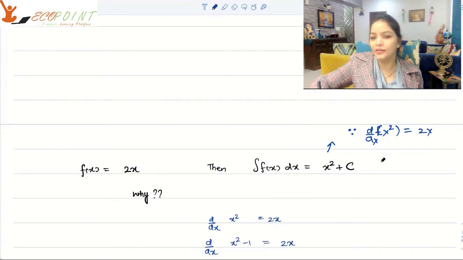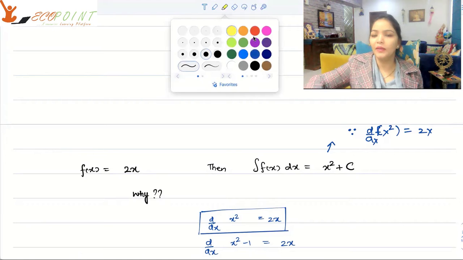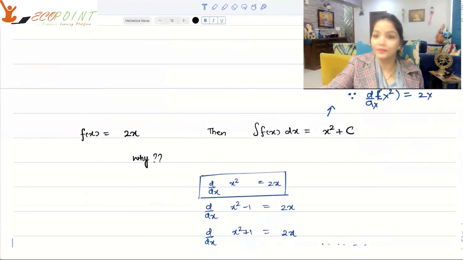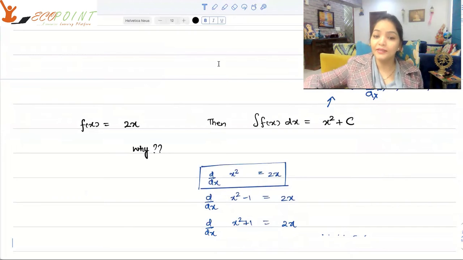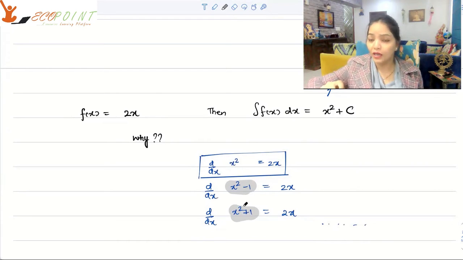But just try to realize one thing. d by dx of x square is 2x. Had it been x square minus 1, will the derivative be something else? The derivative will still be 2x. Had it been x square plus 1, the derivative will still be 2x. x square plus 2, x square minus 2, for all. Along with x square, if you have a constant, the derivative of that function will still be 2x.